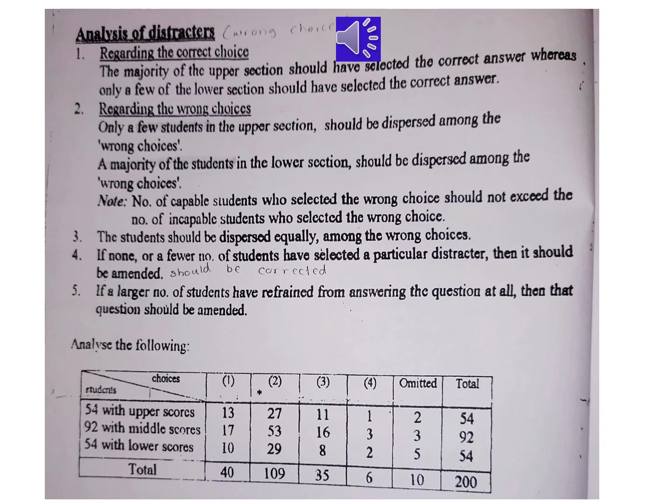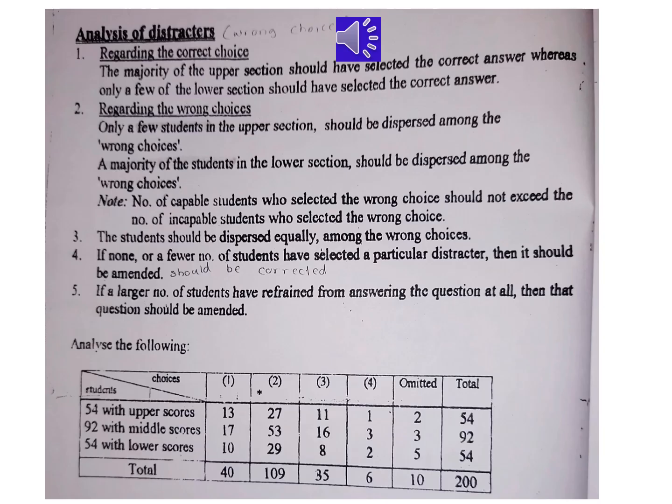Next, number 4. If none, this is none, N-O-N-E, none. Non-fat milk, N-O-N. If none or a fewer number of students have selected a particular distractor, then it should be amended. If nobody or a few students have selected a particular distractor, now look at the fourth distractor. A few students have selected that particular distractor. So it should be amended.